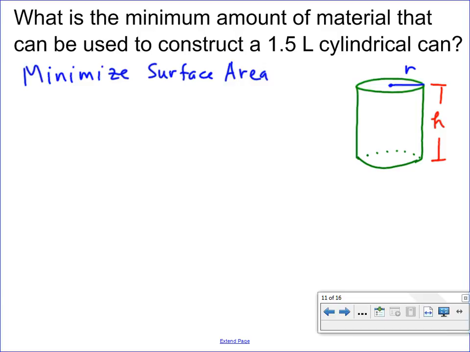Okay, guys, what formula then? What formula are we going to use for the surface area? Danny and Emily? 2 pi r times height plus 2 pi r squared.